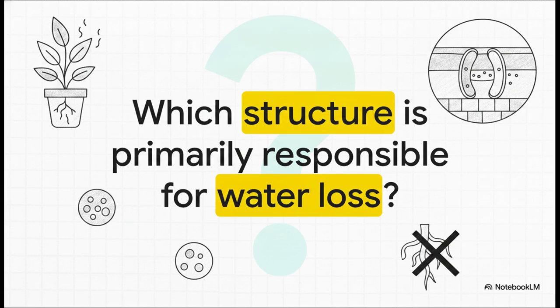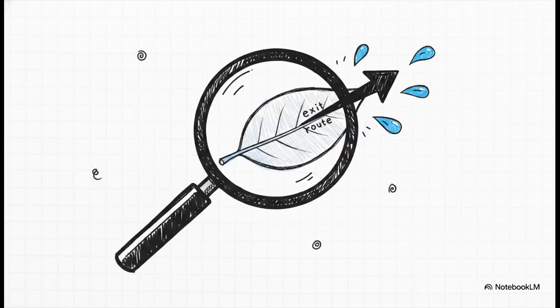Now, whenever you face a multiple-choice setup like this, the secret really isn't rushing to the answer. It's about breaking down the exact mechanics of what's actually being asked. So, what's the crucial point here? It's isolating this exact phrase, primarily responsible for water loss. By zooming in on this, we know exactly what we're hunting for.